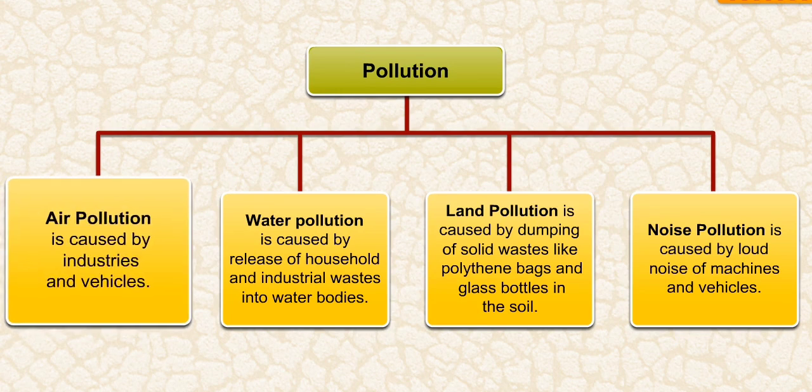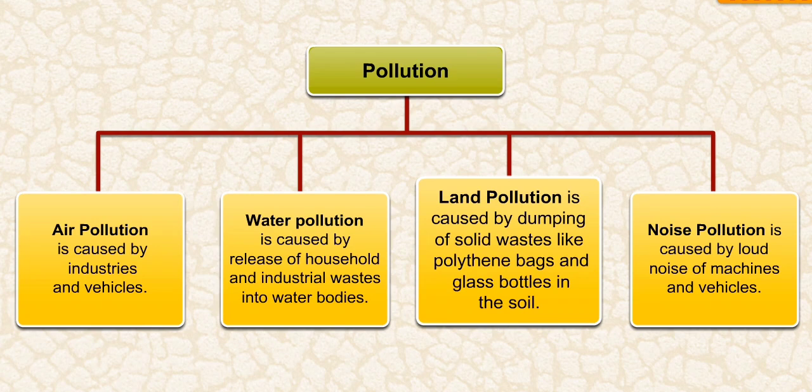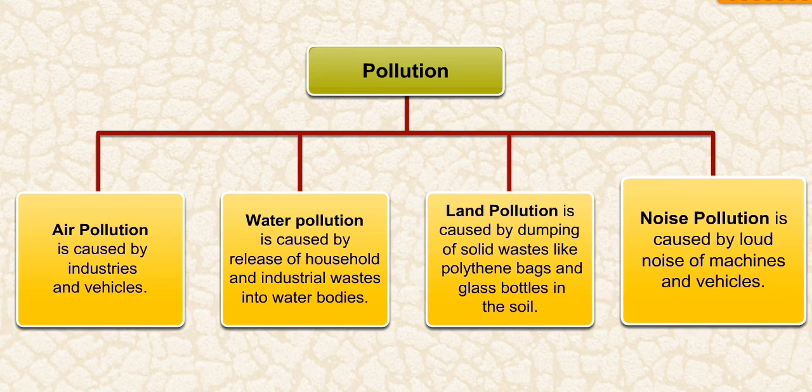Air pollution is caused by industries and vehicles. Water pollution is caused by release of household and industrial wastes into water bodies. Land pollution is caused by dumping of solid wastes like polythene bags and glass bottles in the soil. Noise pollution is caused by loud noise of machines and vehicles.